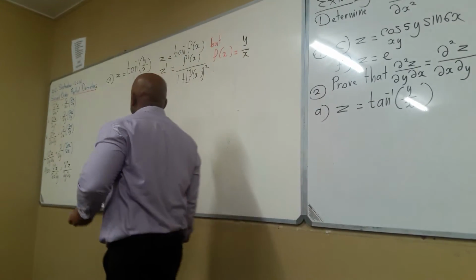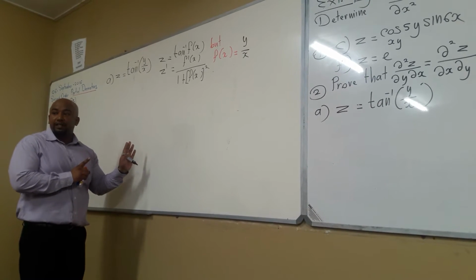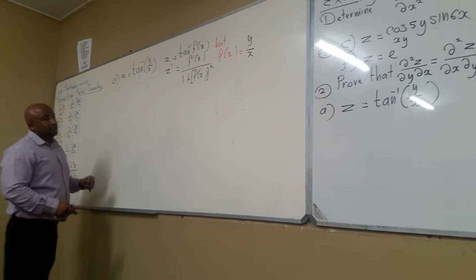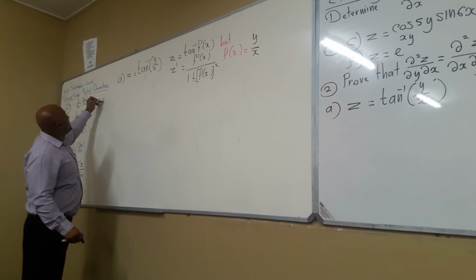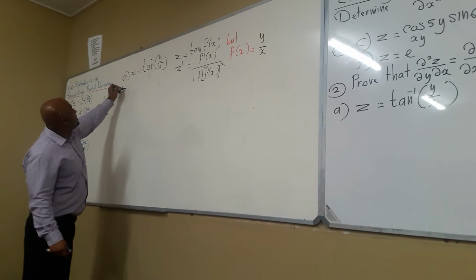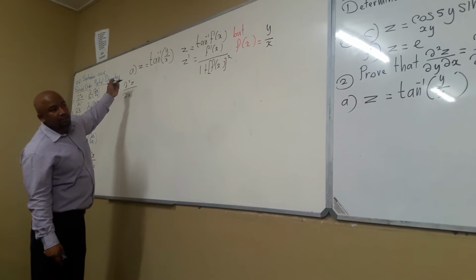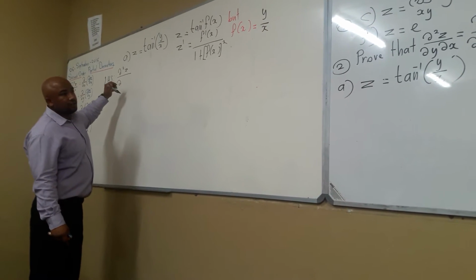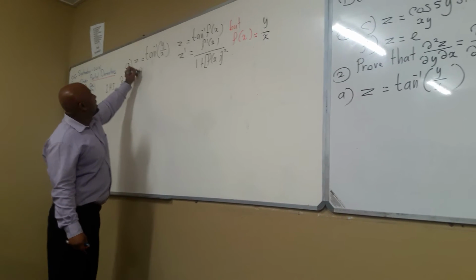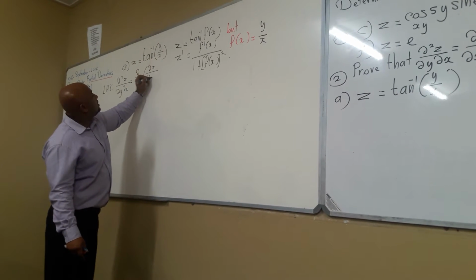Alright, so now, it depends which one. Am I differentiating with respect to x or with respect to y? Let's take the left hand side then, because we won't know until we write it down. So the left hand side states we need to find d squared z dy dx. So therefore that means d over dy of dz dx.